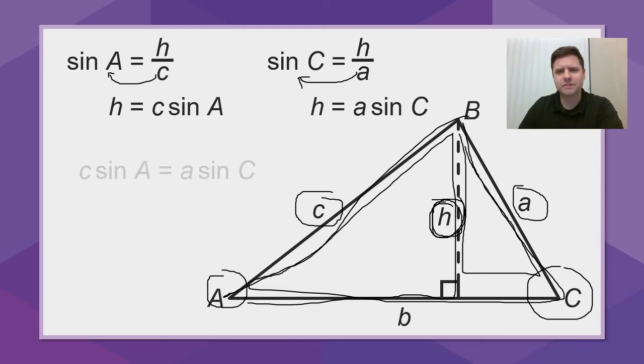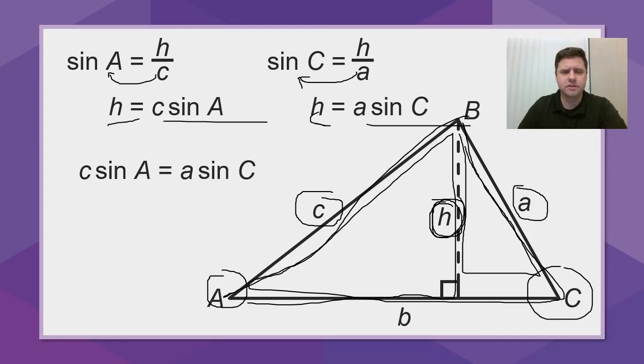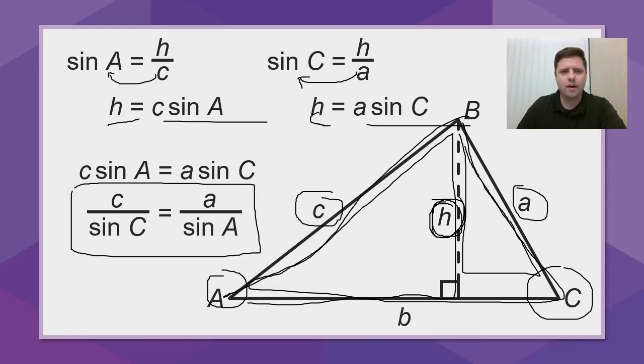Well, if they're both equal to H, then we can set them equal to one another. Since they both equal H, we can just say that this one equals this one. So C sine A equals A sine C. And then we can rewrite that as C over sine C equals A over sine A. And this is what we know as the law of sines. So this is just a quick derivation of that law. All you're really going to have to do in the problems ahead is make use of the law of sines. This is a quick review of how they actually went about deriving that law.